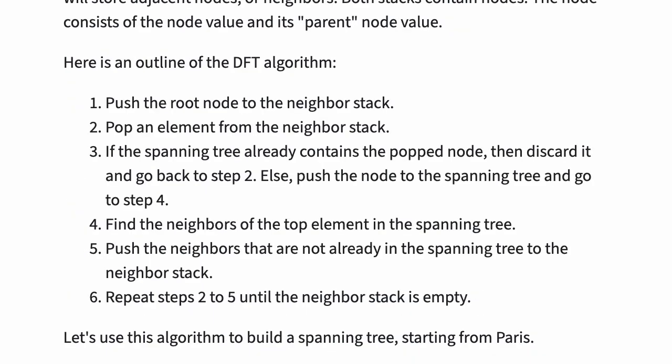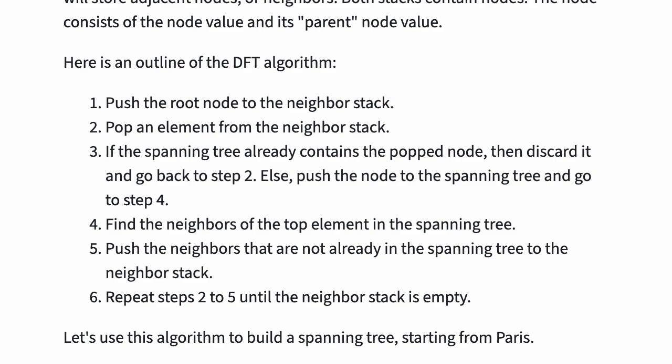Here's an outline of the DFT algorithm. Step 1. Push the root node to the neighbor stack. Step 2. Pop an element from the neighbor stack. Step 3. If the spanning tree already contains the popped node, then discard it and go back to step 2. Else, push the node to the spanning tree and go to step 4. Step 4. Find the neighbors of the top element in the spanning tree. Step 5. Push the neighbors that are not already in the spanning tree to the neighbor stack. Step 6. Repeat steps 2 to 5 until the neighbor stack is empty.